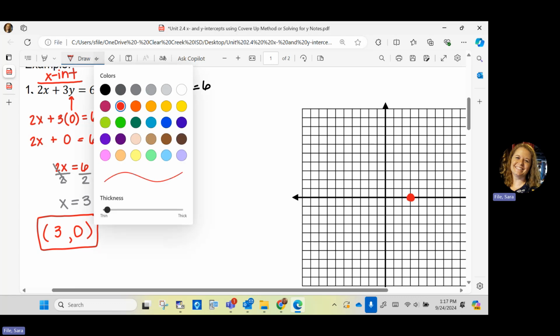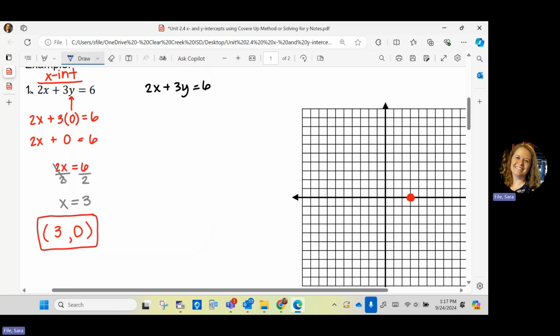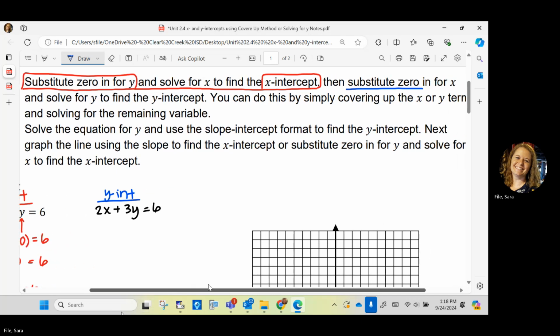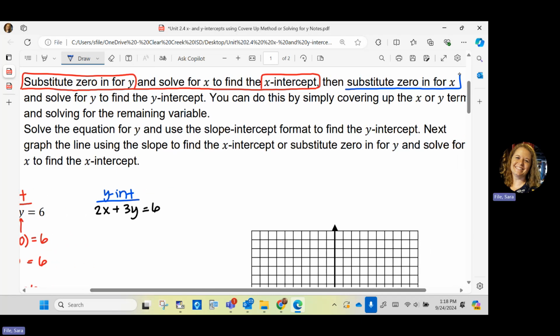Now I wrote the equation again because now I have to do the same thing, but for the y-intercept. So if I want to find the y-intercept, it says up here in the instructions, substitute 0 for x and solve for y to find the y-intercept.